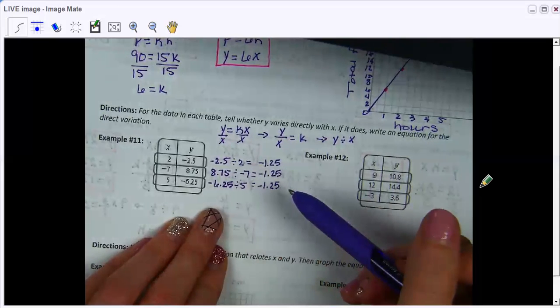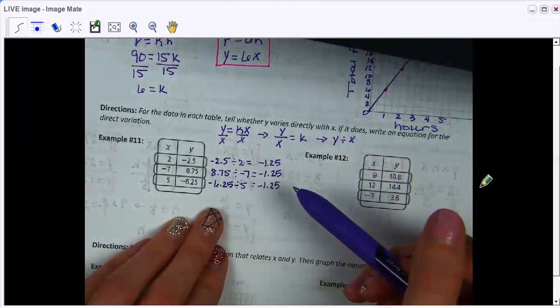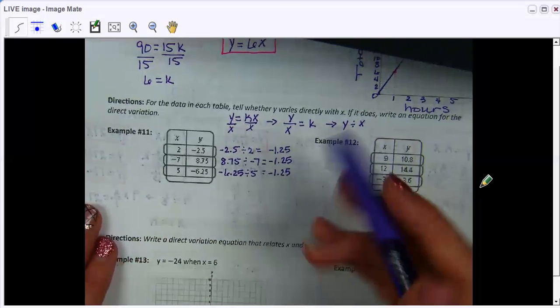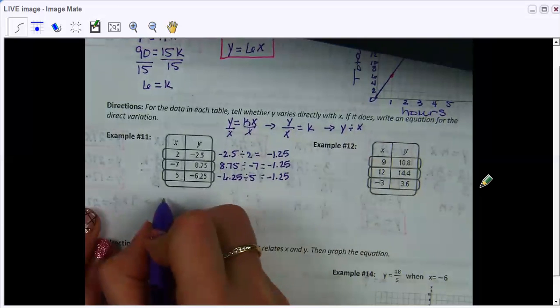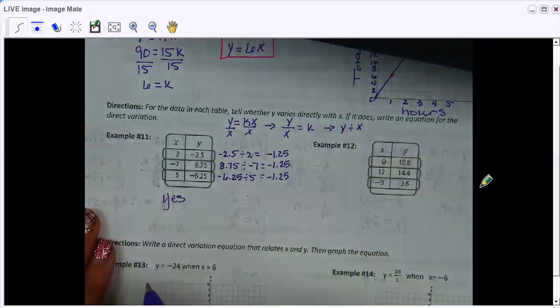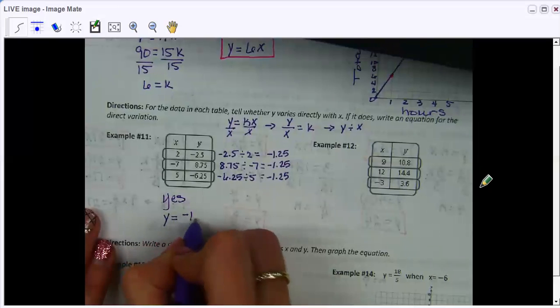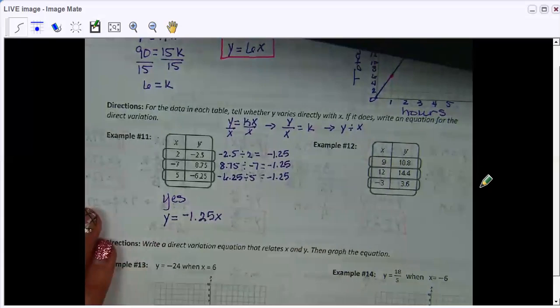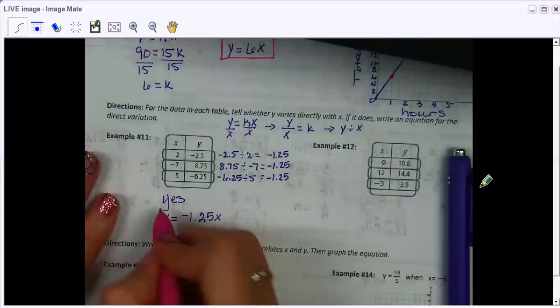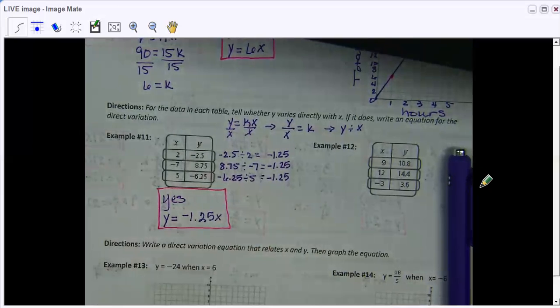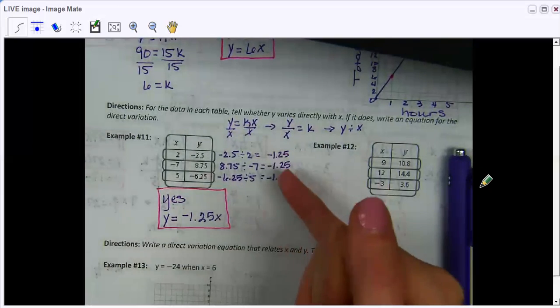This will also give you your slope, or tell you if your slope is a constant slope, or your rate of change. Is it a constant rate of change? So since they are all the same, you can say yes, y does vary directly with x. And my equation is y equals negative 1.25x. Okay, there you go. You know that because every time it was negative 1.25.